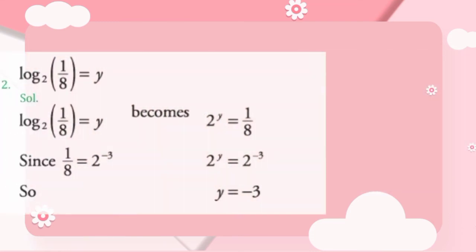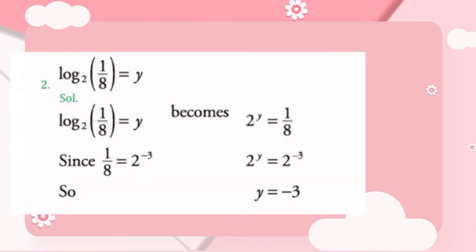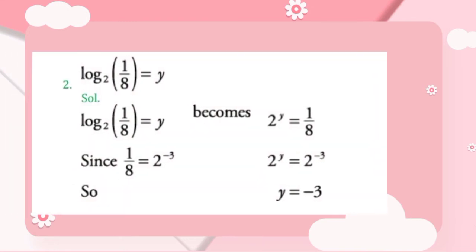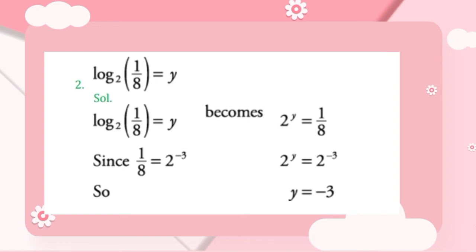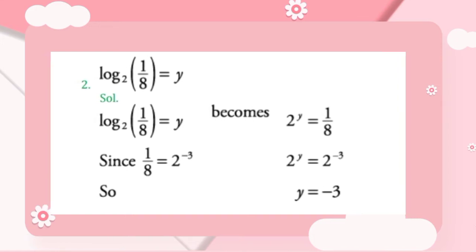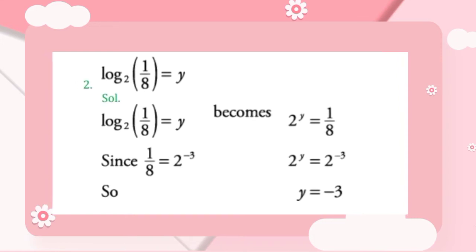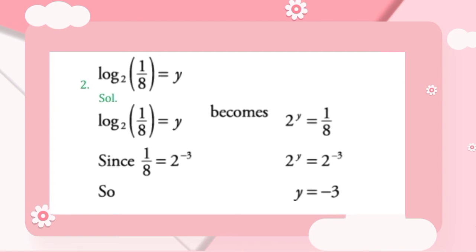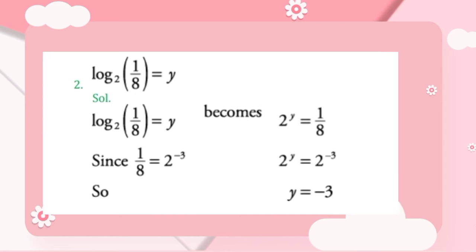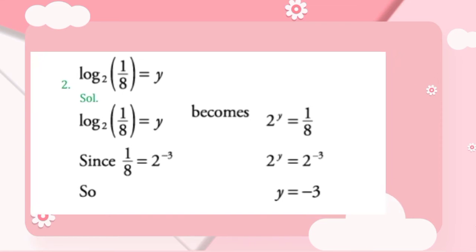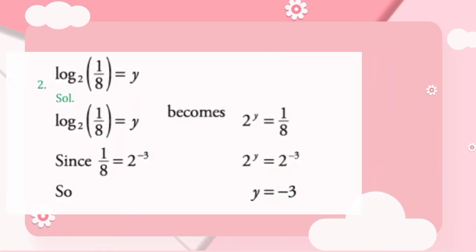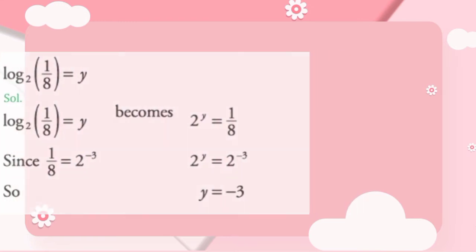The logarithm of 1/8 to the base 2 equals y. Solution: the logarithm of 1/8 to the base 2 equals y becomes 2 to the power of y equals 1/8. Since 1/8 equals 2 to the power of negative 3, it becomes 2 to the power of y equals 2 to the power of negative 3. So, y is equal to negative 3.